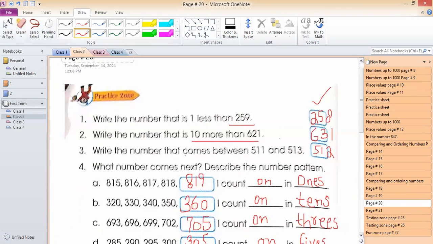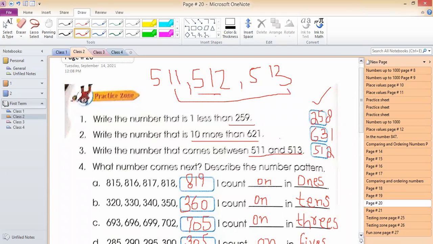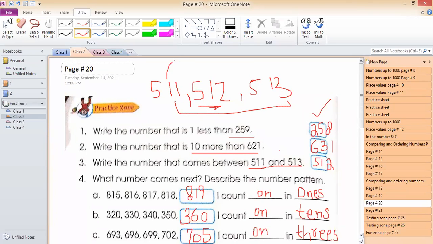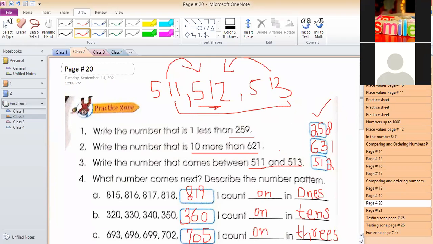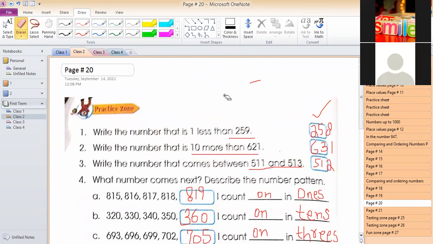Question number 3 was about write the number that comes between 511 and 513. So 511, after 511, 512, and then 513. So which number comes between 511 and 513? So that number is 512. So either you can check the number which comes after 511, or you can check the number which comes before 513. In both ways you will find the same answer, that is 512.